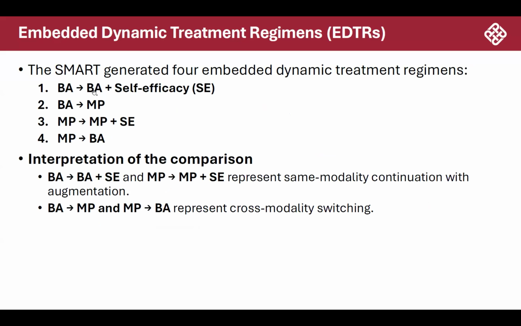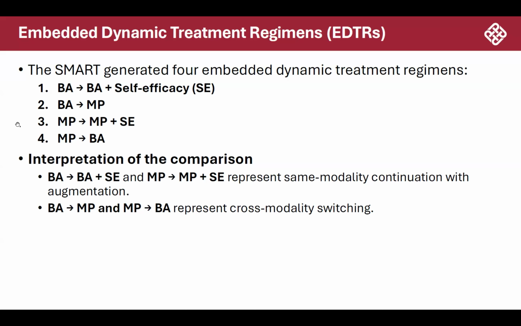If they are non-responders, they will further receive behavioral activation, but we further enhance their self-efficacy. For other non-responders, if they do not have any response to behavioral activation, we will directly change them to the mindfulness practice after stage 1. And for mindfulness practice, same as group 1, if they have no response, we will also add the self-efficacy component, and also further enhance their dosage of the mindfulness practice. And the last regime is to change their intervention to BA.